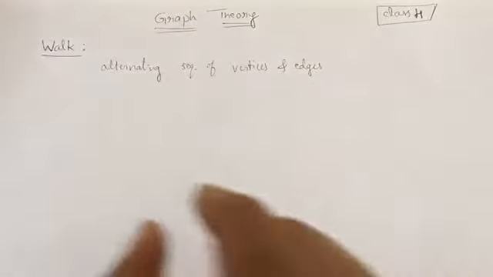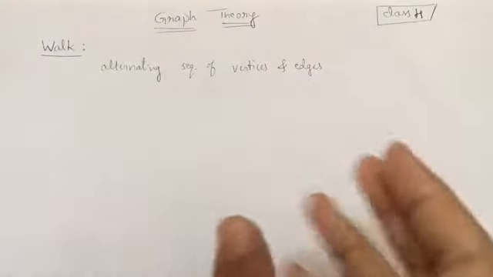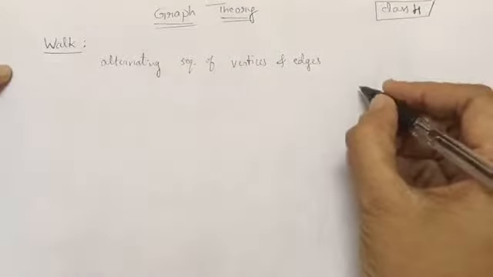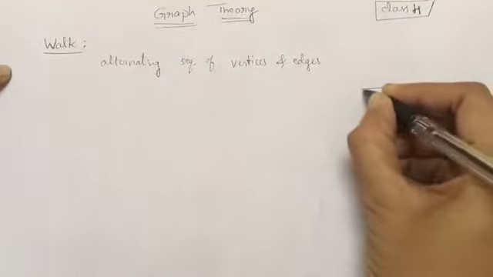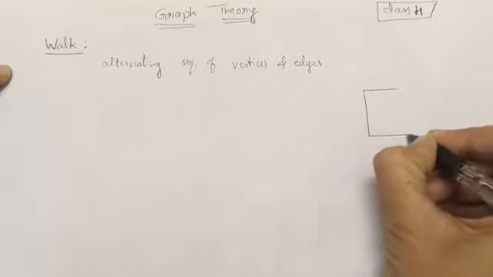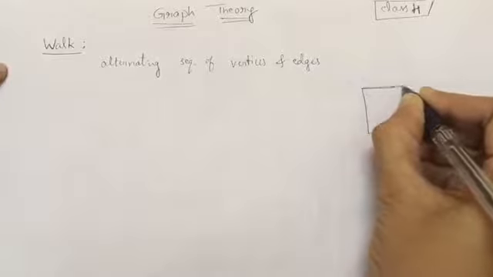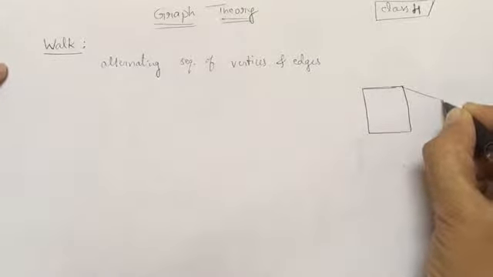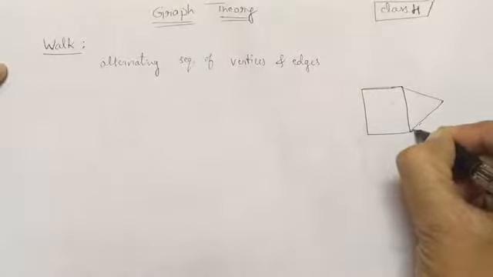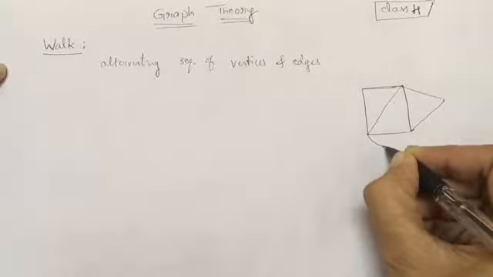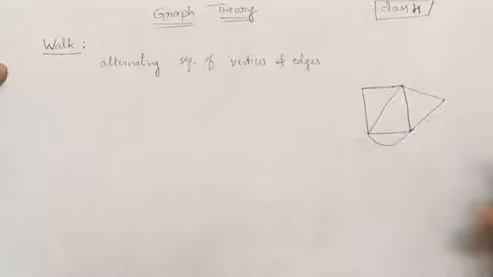If you look at the definition, you may feel it is complicated, but it is very easy. If I take this as my graph, a few definitions are quite easy when you go through the examples. Okay, this is my graph.